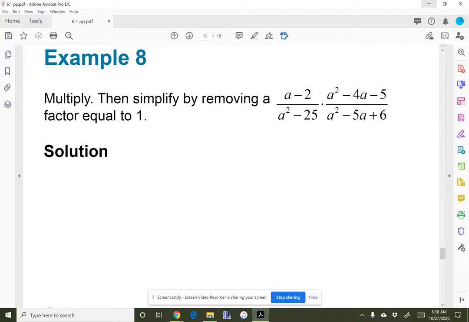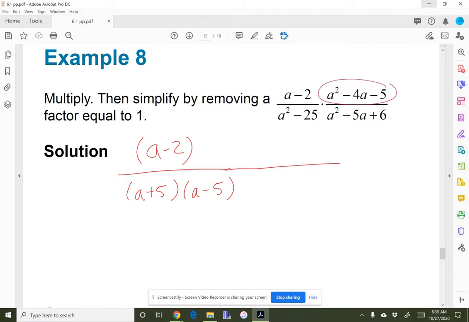And number 8 says multiply, then simplify by removing a factor of 1. So, if I know I'm going to simplify, I'm going to factor these. I'm not going to go through it, but for this first one, the top stays the same. I'm going to put it in parentheses. And then my bottom, this is a difference of squares, so it's an a plus 5 and an a minus 5. And then when I multiply, I just put them together, so I'm just going to make this line really long.